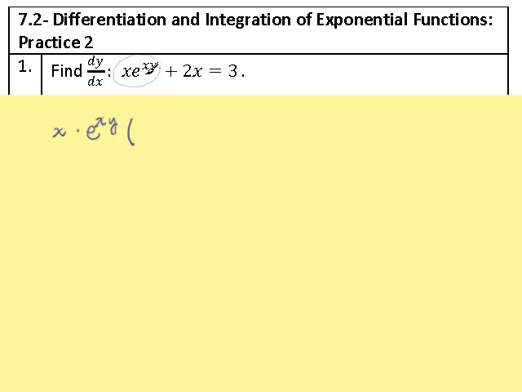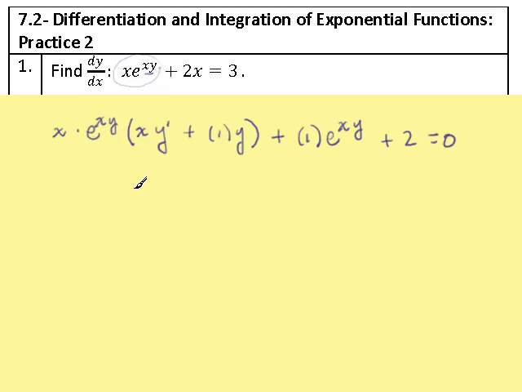All right, derivative of xy now, that's the first times the derivative of the second, plus the derivative of the first, that's 1 times the second. Okay, now we're back to the derivative of x, which is 1 times e to the xy. Okay, moving on, plus 2 equals 0.